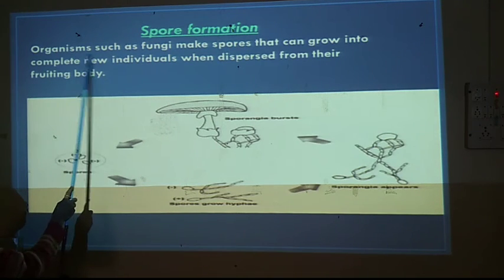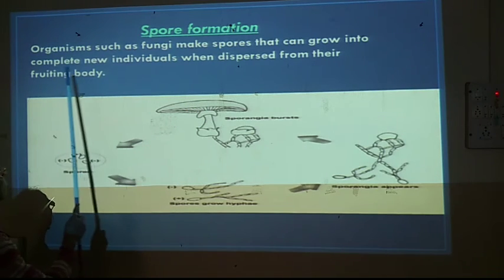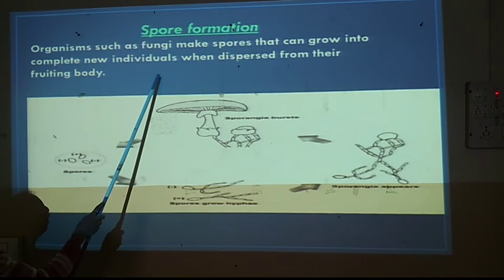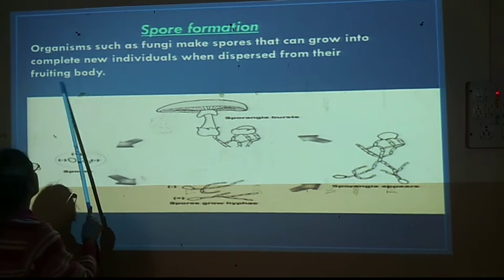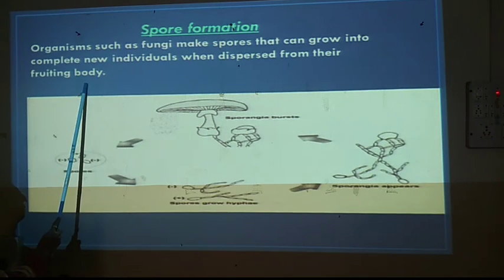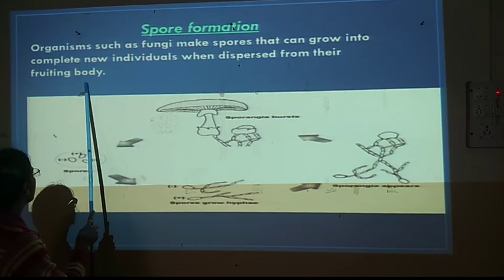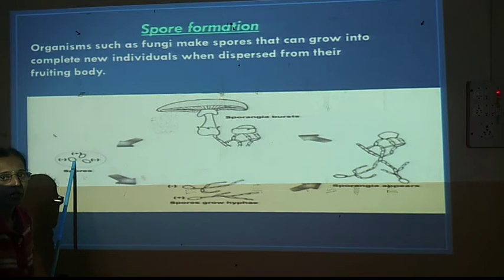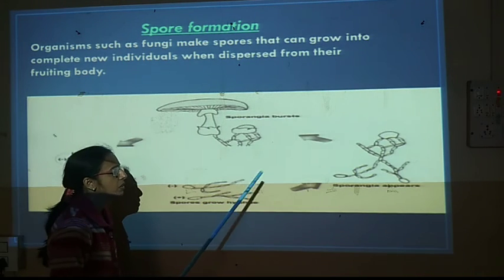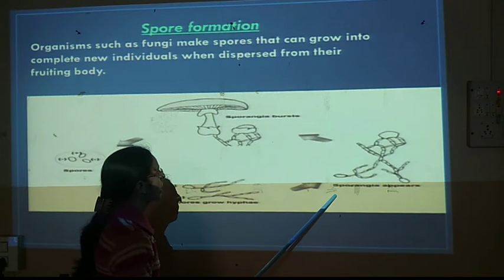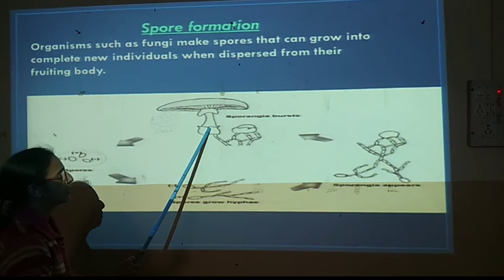So organisms such as fungi make spores that can grow into complete new individuals when dispersed from their fruiting body. Here fruiting body means sporangia, and that sporangia breaks down when these spores mature. And in favorable conditions, these spores which fall down in the soil or air again form new individuals.